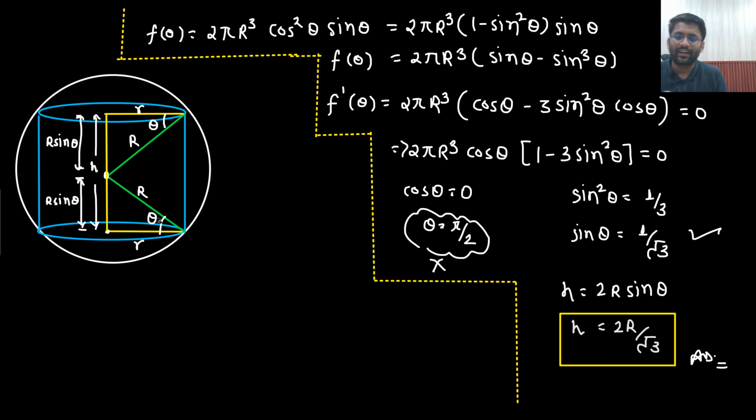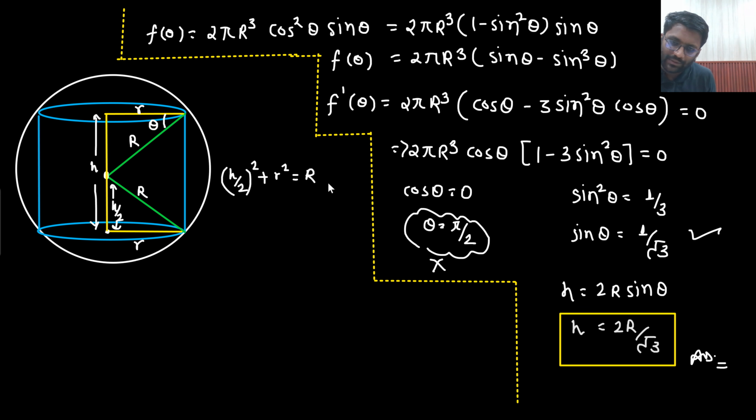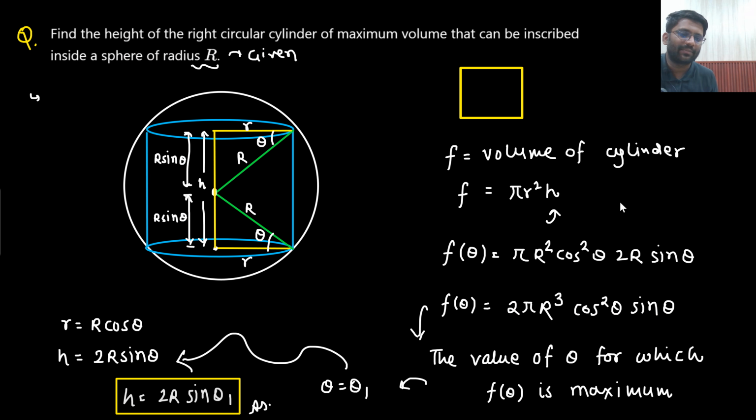The easier method would be, forget about this theta. If this is h, then you would know that this is h by 2. And a direct relation you can see that h by 2 whole square plus r square is equal to R square. This relation we can directly see. And what we need to maximize? We need to maximize the volume, pi r square h.